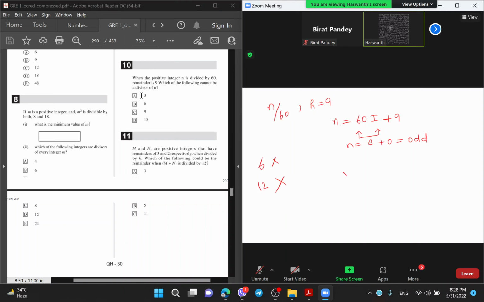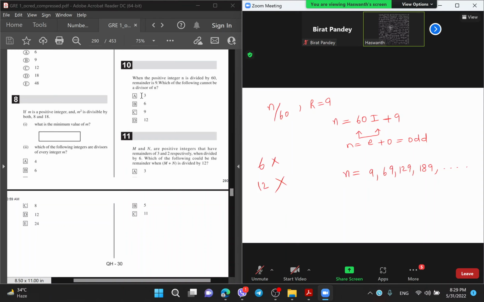Whereas to comment on 9, let us look at how the values of n will be there. You give different values to the integer, we will get different values of n satisfying this. 60 into 0 plus 9, which is 9. 60 into 1 plus 9, 69, 129, 189, like that. If it is 9, 9 will divide 9. If it is 189, 9 will divide 189. 9, 189, 369, like that. Some of the possible values for n are divisible by 9, whereas some are not. So we don't know what is the exact value of n.